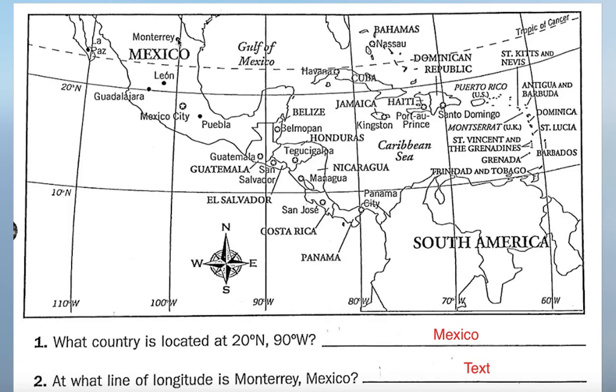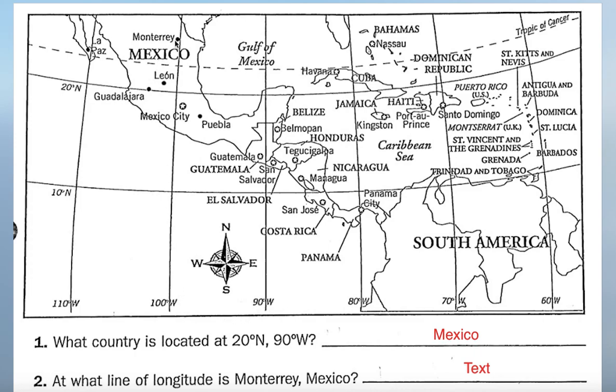Now we can see that that dot's not exactly on this line of longitude. What I want to do though is figure out what this line of longitude is. So if I bring my mouse or finger all the way down, this line of longitude is 100 degrees west, right? Now we know that Monterrey is not exactly on 100 degrees west. What we need to figure out is which way they're counting. So we have 100 degrees, and if we go left, it's 110 degrees, so they're going up. And if we go right, it's 90 degrees, so they're going down.